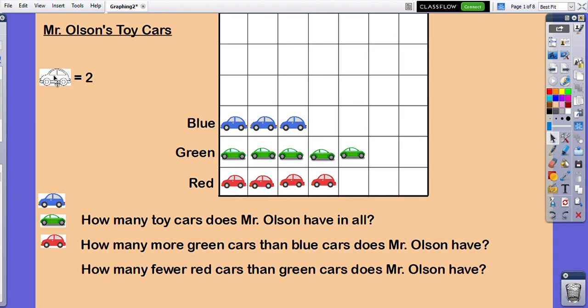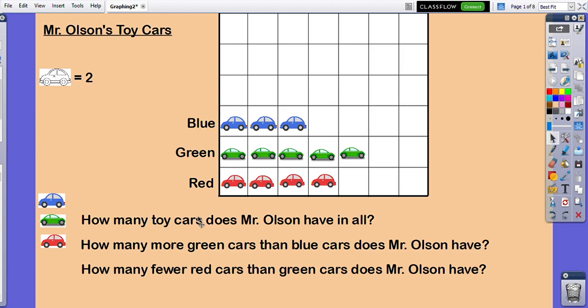So how does that change our graph? If every picture of a car is worth 2. So on our graph, when each one was worth 1, we had 1, 2, 3. But now each one is worth 2. So now for the blue cars, I have 2, 4, 6. And my green cars are 2, 4, 6, 8, 10. Red, 2, 4, 6, 8. So it increases the number of cars that are shown on my graph if each one is worth 2.